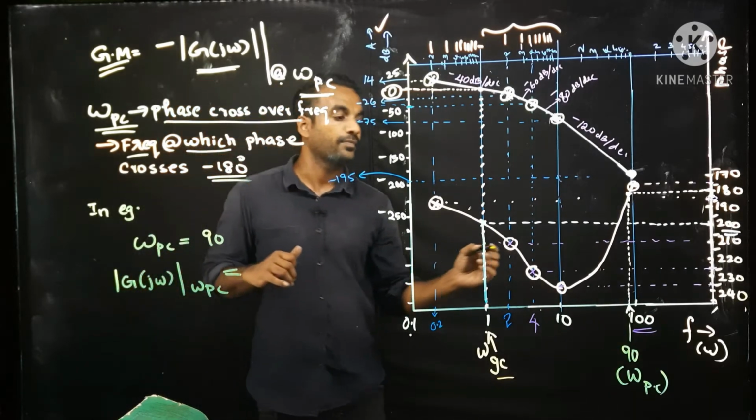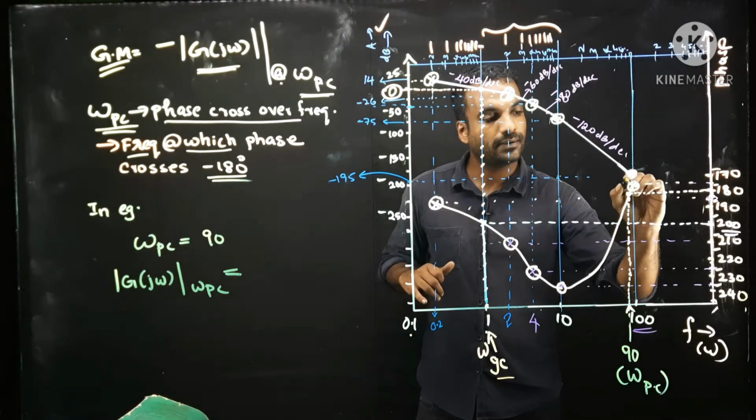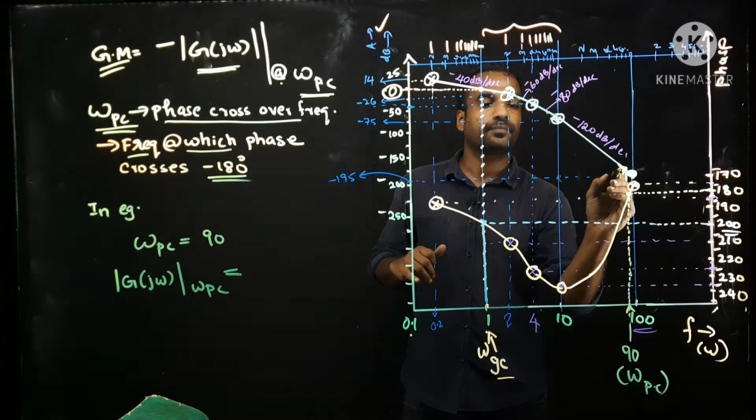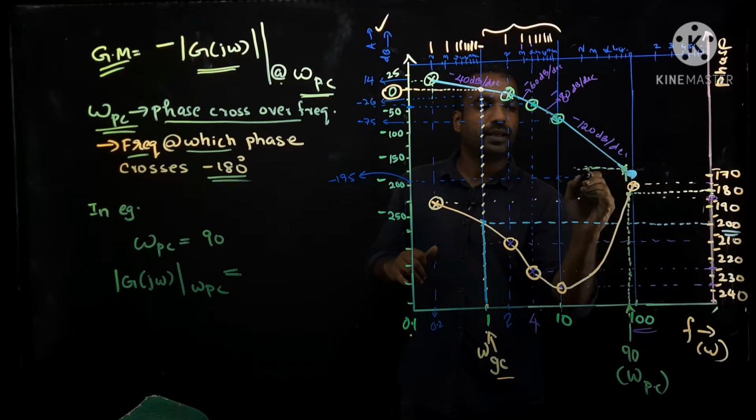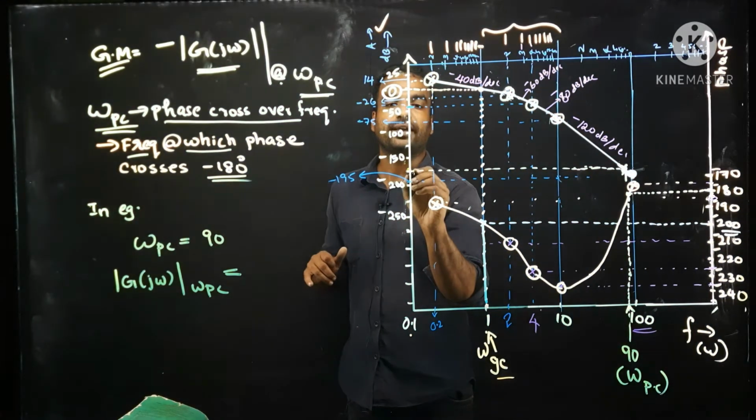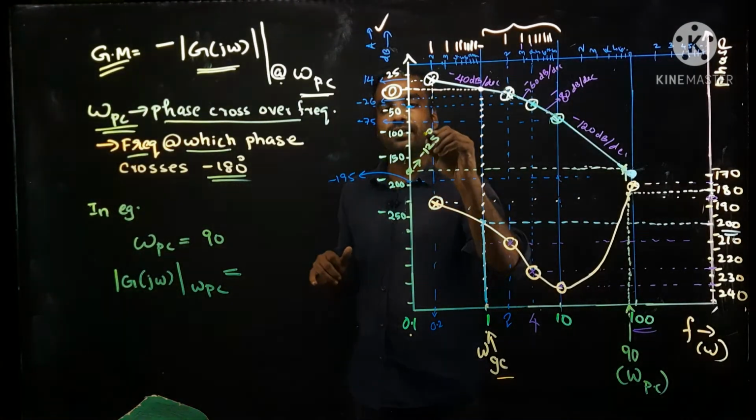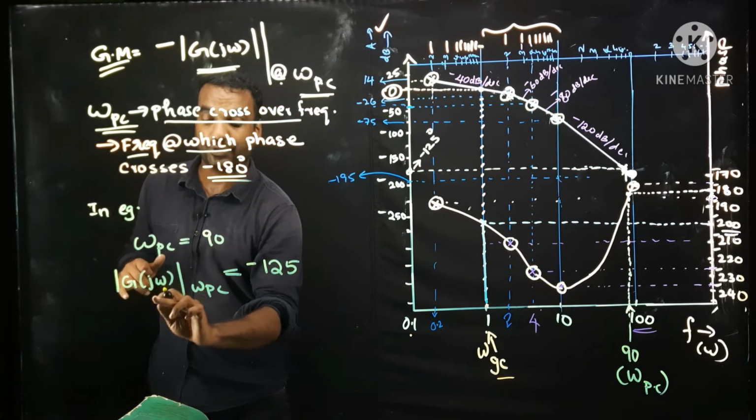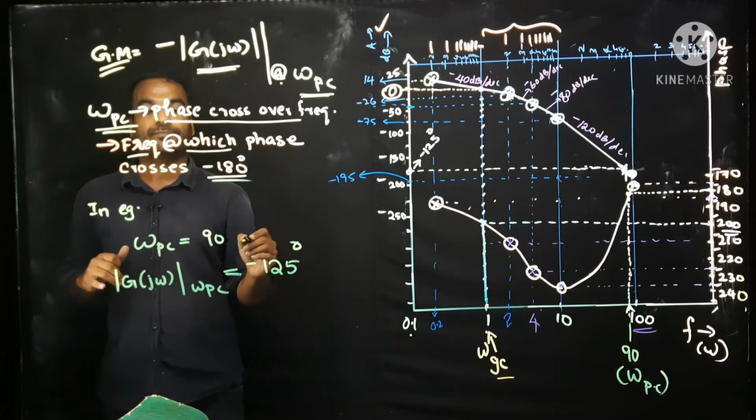I have to extend this 90 to the magnitude plot. Then I will get a point here, and I will extend that point to the axis in order to find this magnitude, and this magnitude is minus 125. So that particular magnitude at the phase crossover frequency is minus 125.